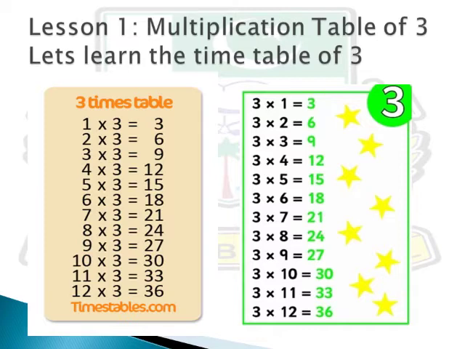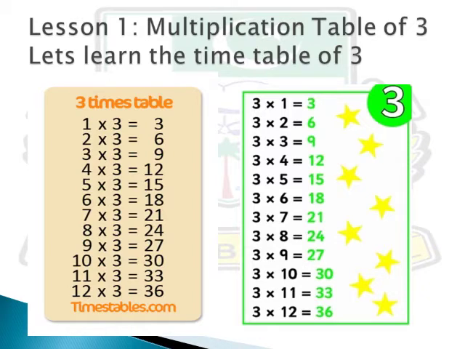4 3s are 12, 3 4s are 12. 5 3s are 15, 3 5s are 15. 6 3s are 18, 3 6s are 18. 7 3s are 21, 3 7s are 21. 8 3s are 24, 3 8s are 24. 9 3s are 27, 3 9s are 27. 10 3s are 30, 3 10s are 30.